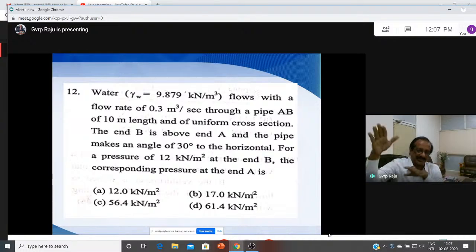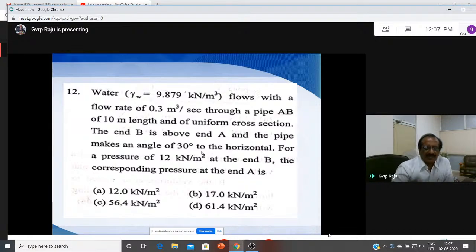Datum at point 2, which is high level, the difference of elevation has not been given, but it has given the length of the tube and the angle, so that you can use sine or cos theta to get the datum here. That is the only change here, but it's not difficult, provided you know. You can get the datum with the help of the length and angle. For a pressure of 12 kilonewton per meter square at the end B, he has asked to find out the pressure at the end A.